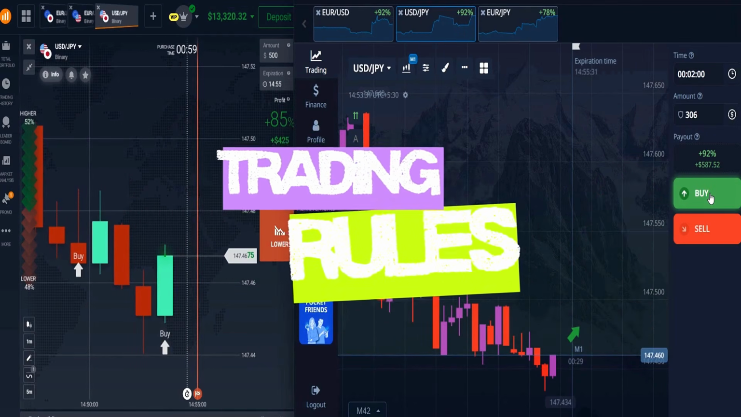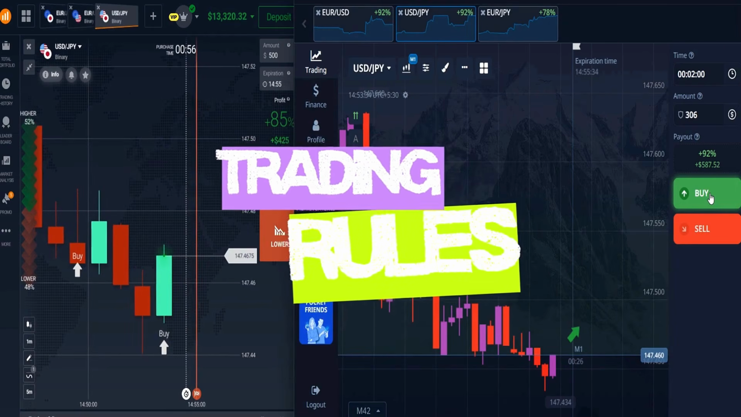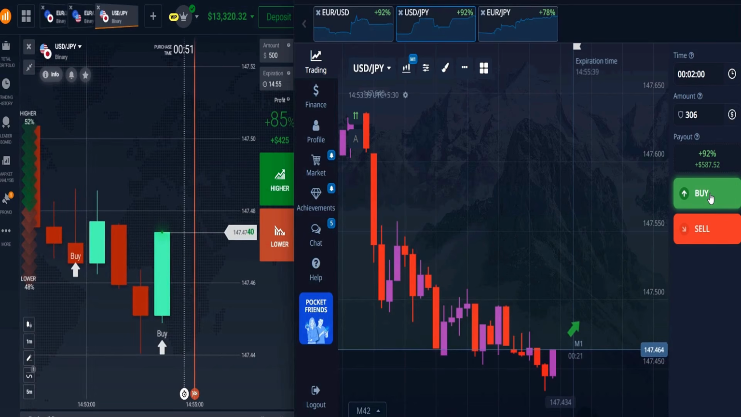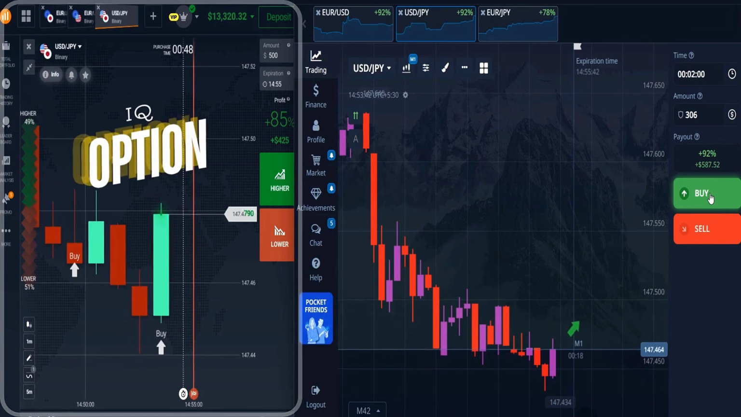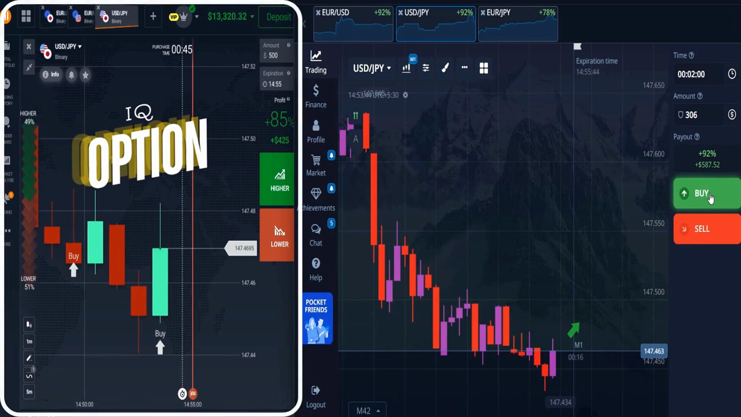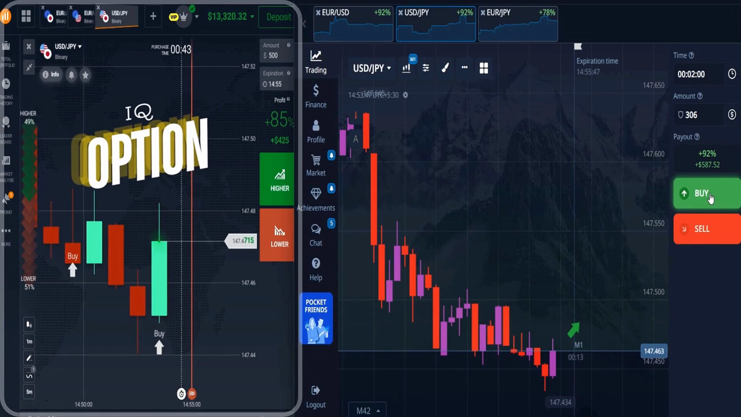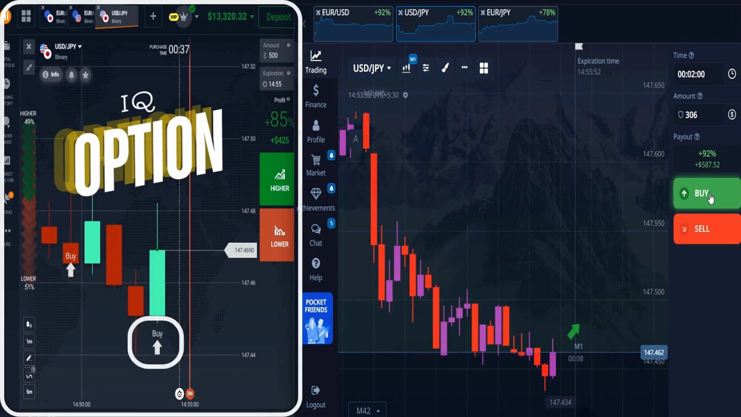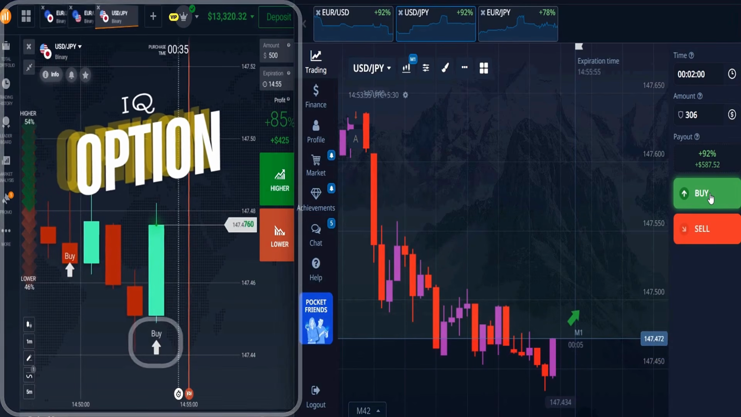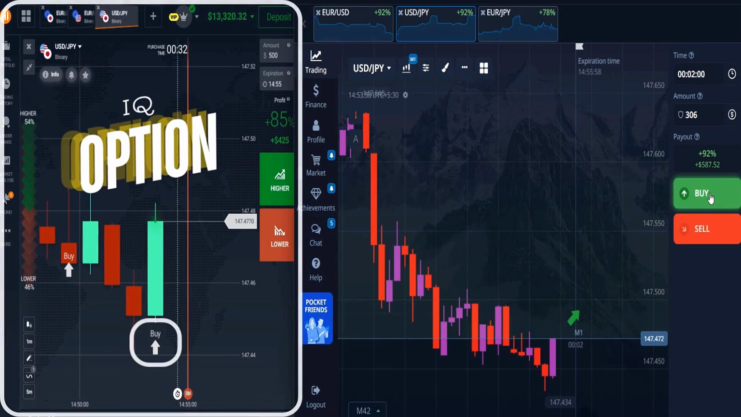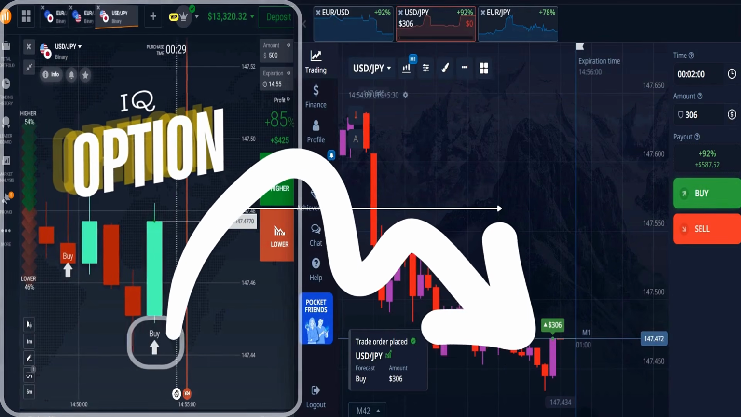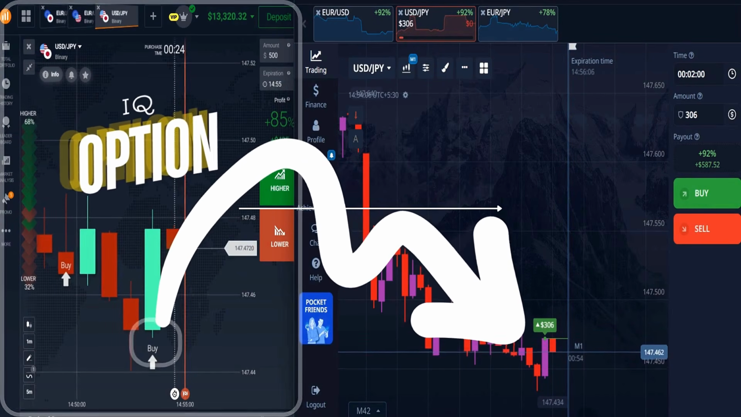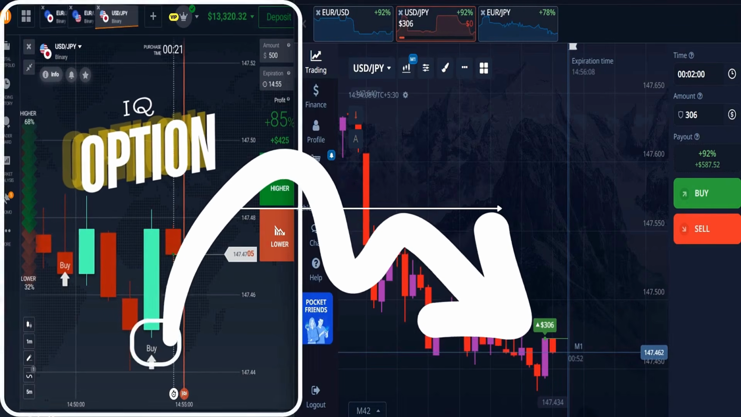Let's break down how this strategy actually works. It's super easy. All you need to do is open both trading platforms side by side on your screen. On the left, open the IQ option platform where you've already loaded the auto buy sell signal script. On the right, open the pocket option platform. Now here's the trick. Focus only on the IQ option platform, because that's where your signals will appear automatically. Whenever you get a buy or sell signal on a specific currency pair in IQ option, immediately take the same trade direction on the next candle of the same currency pair on the pocket option platform.